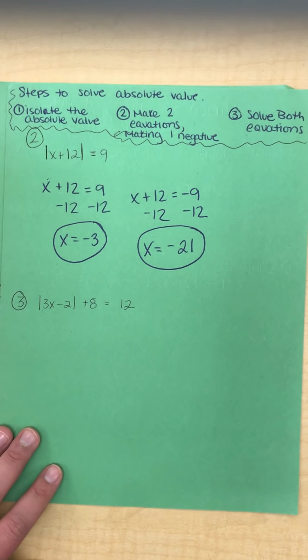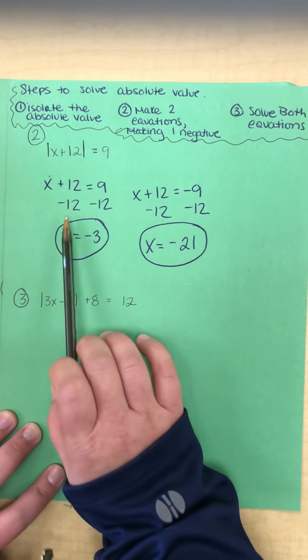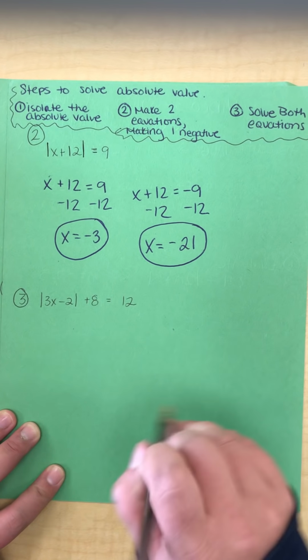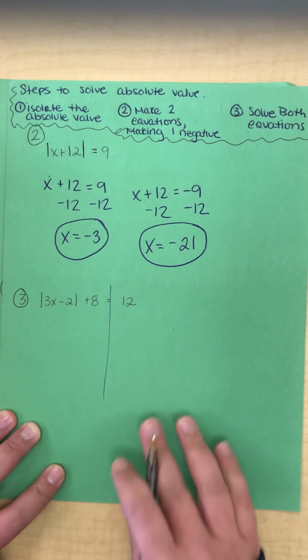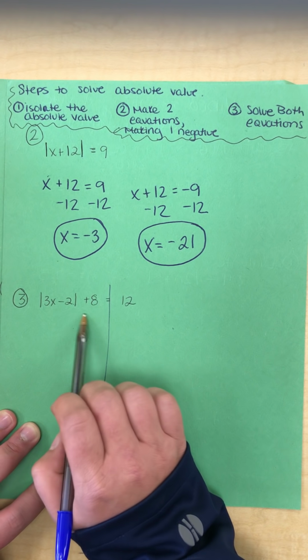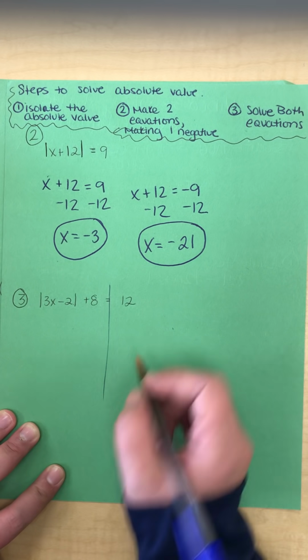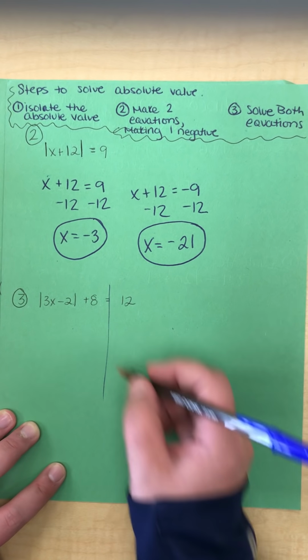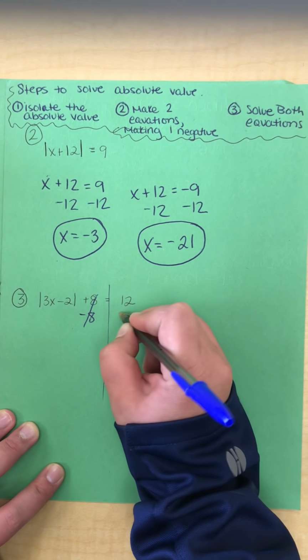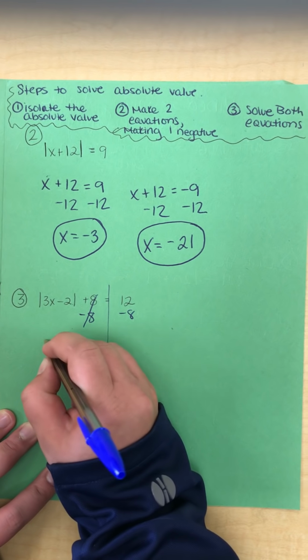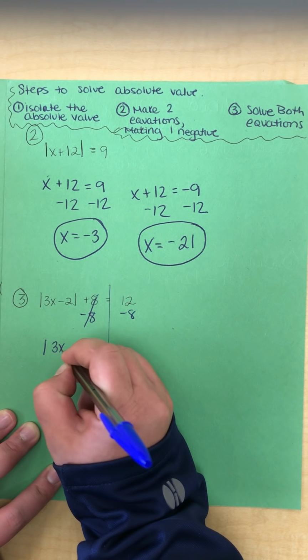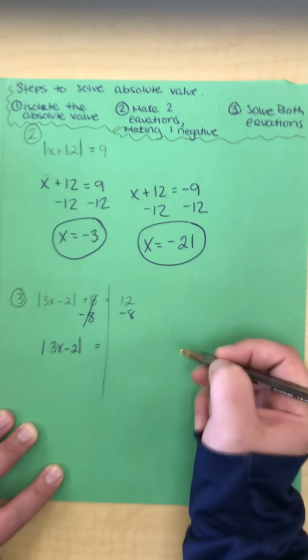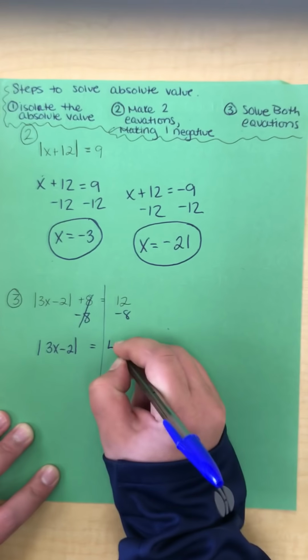Okay, next one we're going to look at. Step 1, isolate the absolute value. In this case, if we draw our imaginary line by the equal sign, there's a plus 8 here that's not in the absolute value symbol. So that's what we need to get rid of first. Think about solving an equation. We'd subtract the 8 to get rid of it because it's being added. So now I'm left with absolute value of 3x minus 2 equals 4.